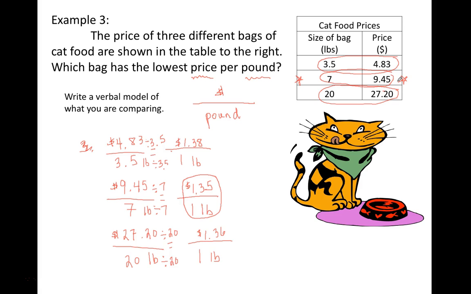This is extremely helpful, especially when grocery shopping, when you're trying to look for the best deal for your money. Obviously, the cost per pound is a big influence in your decision. At least it is in mine. Why would I buy the $27.20 bag when it's more per pound than this one? And this one's the most expensive. So keep that in mind.